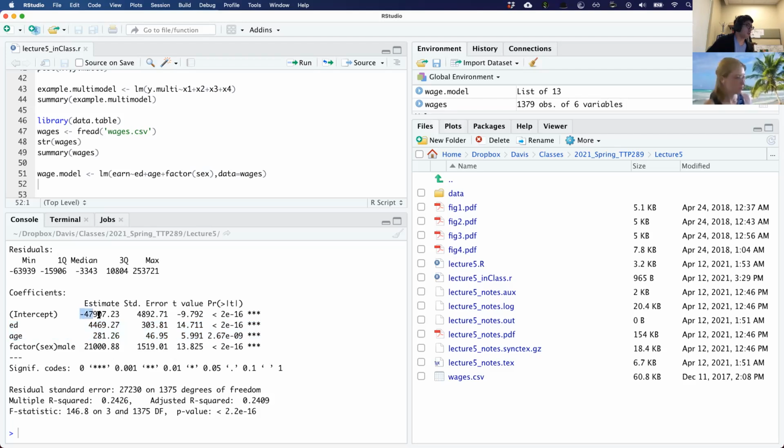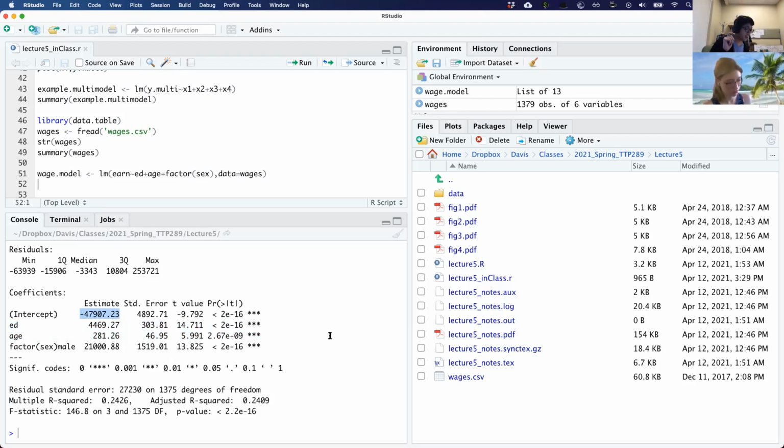Talk me through this intercept term. What does this mean? Strictly just in terms of the mathematics, what is the intercept telling us? Yeah, so for all else being 0, the earnings point would start at a negative. Great. Okay, perfect.